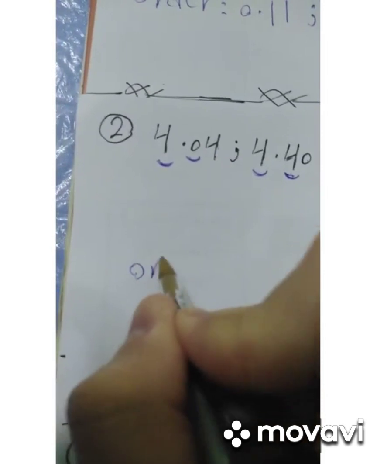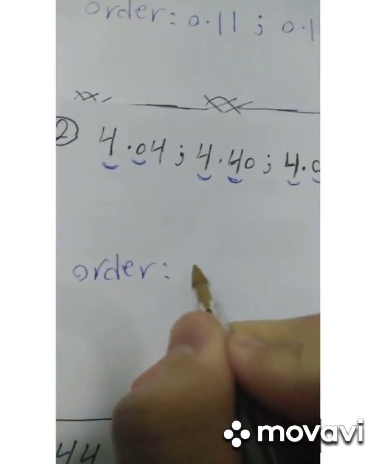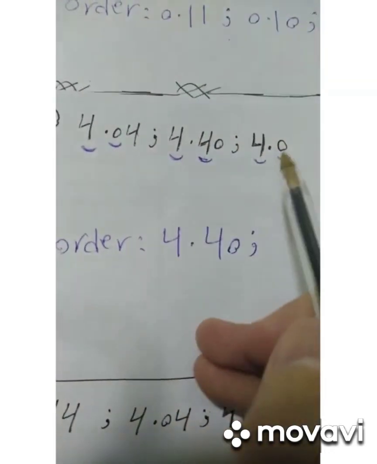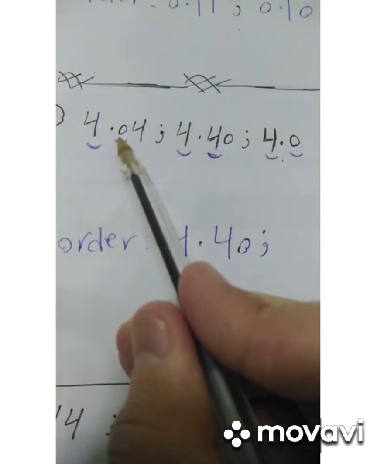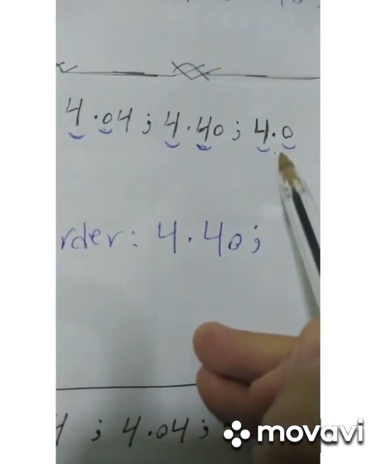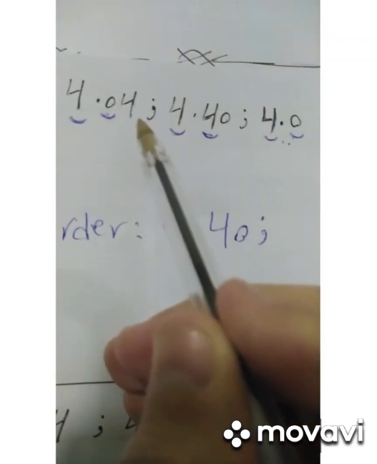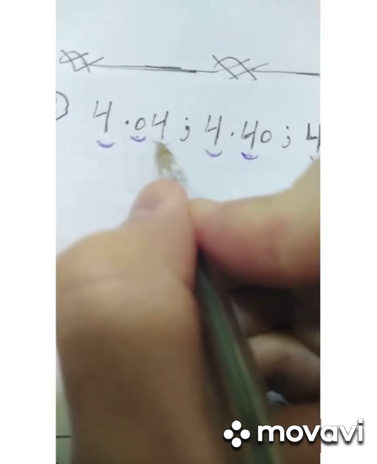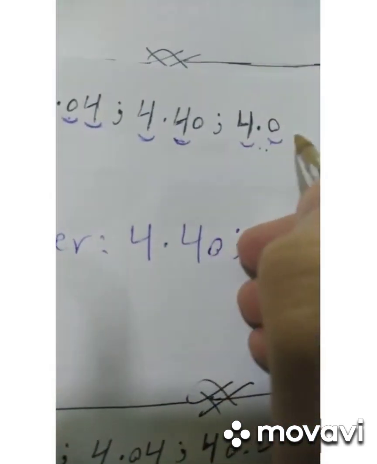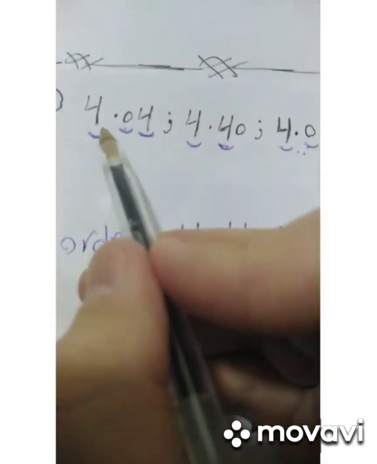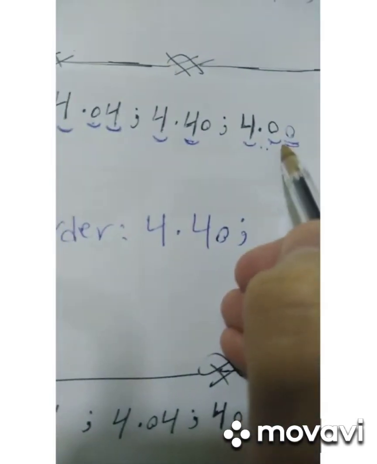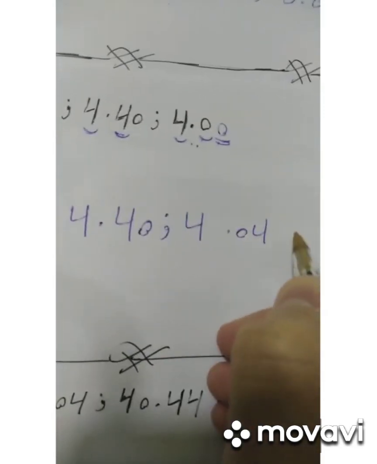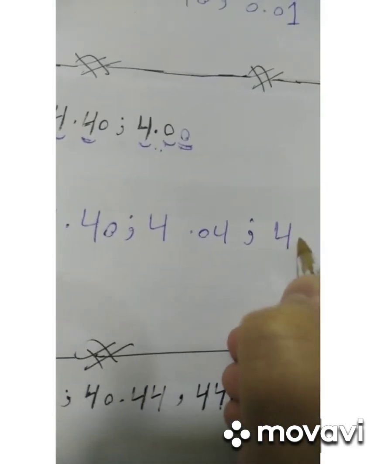So the order, the greatest one is what? 4 and 40 hundredths. What else? Yes, compare these two numbers. We have here in tenths 0 and 0 in tenths in this number also. So compare, yes, compare hundredths. Hundredths here is what? Yes, is 4. Okay, and in this number, hundredths is what? Is 0. So 4 and 4 hundredths is greater than 4. So now, write 4 and 4 hundredths, then the smallest one, 4.